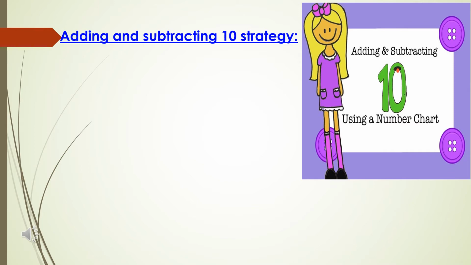It will be 4. What do we have in tens place? It's only 4. We don't have anything in tens place. It's 0. So we will add 1 because we are adding. This 0 will be 1. It will be 14. So 2 plus 10 equal 12.